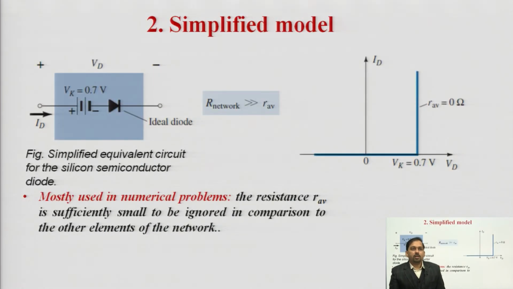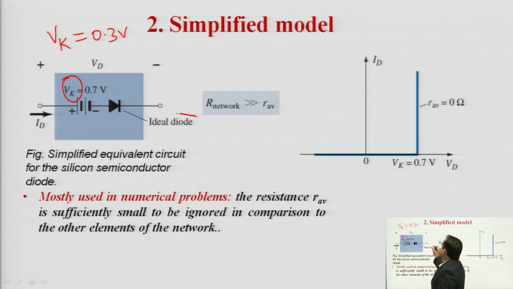Next, the simplified model. This model is used in many numerical problems and electronic circuits, in which the diode is replaced by a battery Vk, known as the cut-in voltage of the diode, which is 0.7 V for silicon and 0.3 V for germanium, in series with an ideal diode. Now we have neglected Rav, the average resistance of the diode.